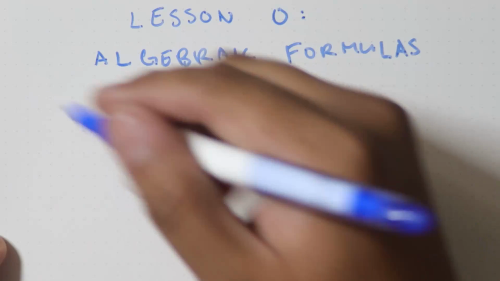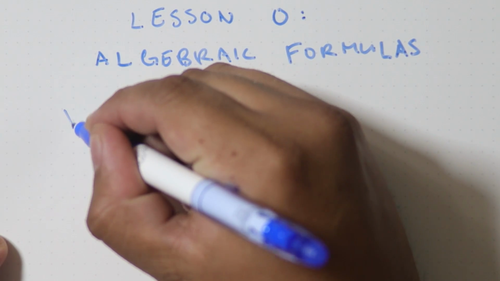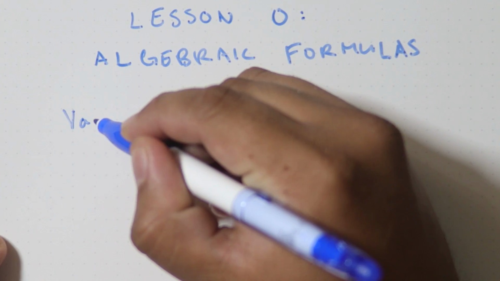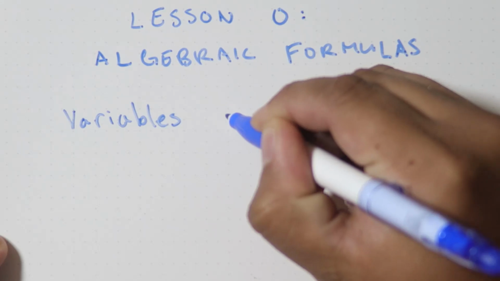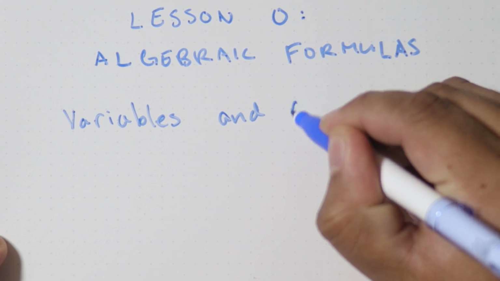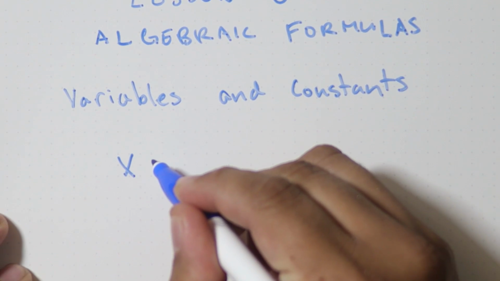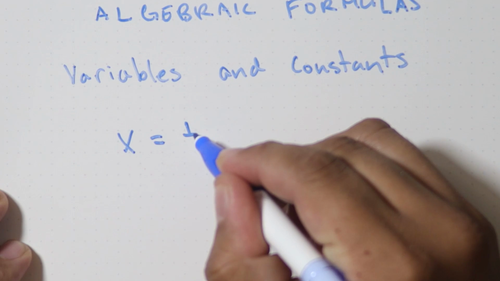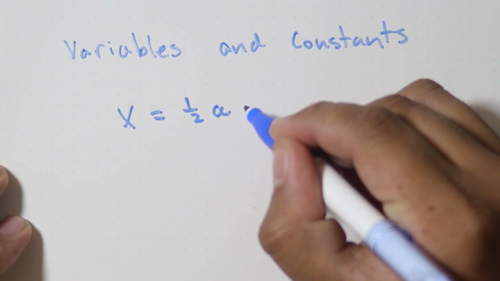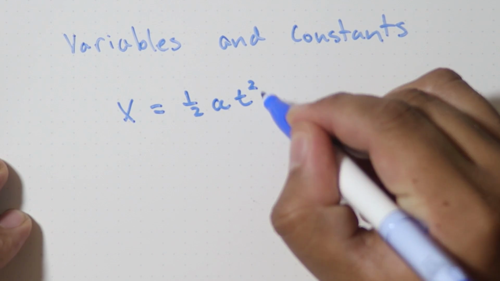To start off, I'd like to introduce you to the distinction between variables and constants. Take a look at this equation. X equals 1/2 a t squared.